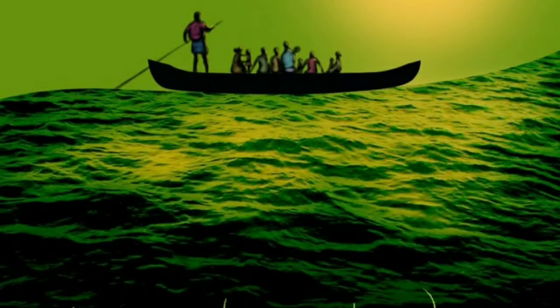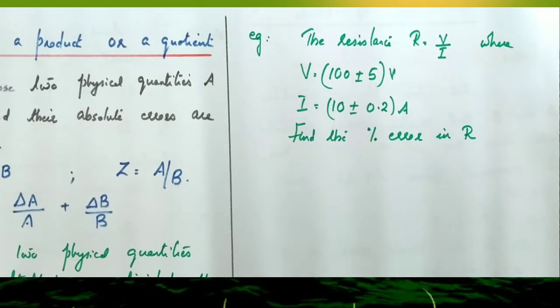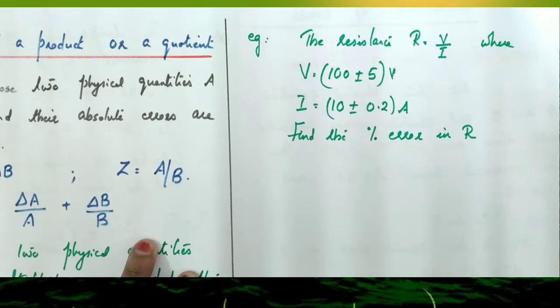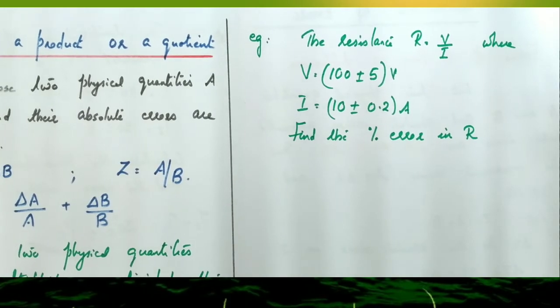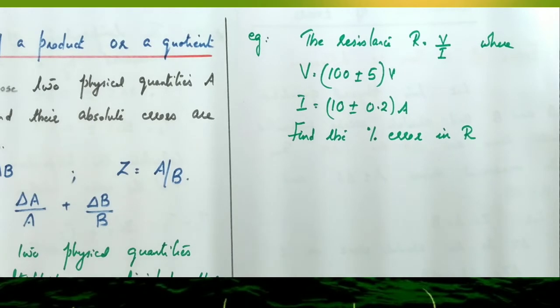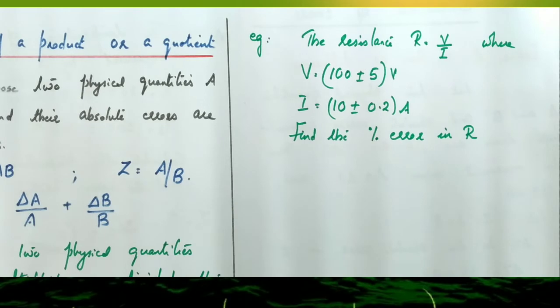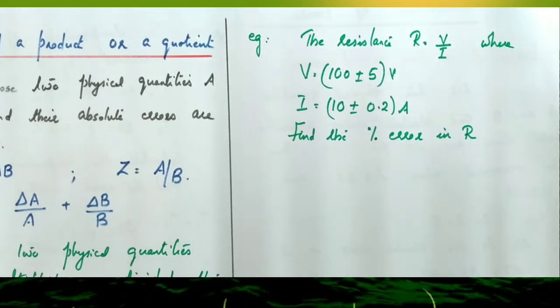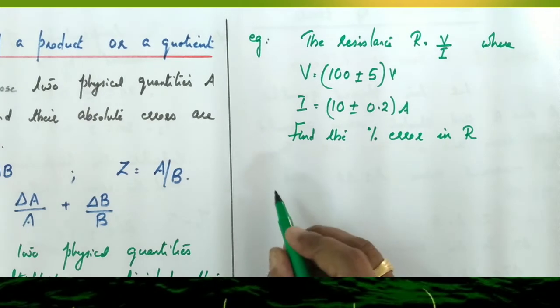Okay. Now, an example: the resistance R equals V by I, where voltage V is equal to 100 plus or minus 5 volt and current is equal to 10 plus or minus 0.2 ampere. We have to find the percentage error in R, the resistance. Now, we know that for a product or quotient, we just take the relative error and take the sum.